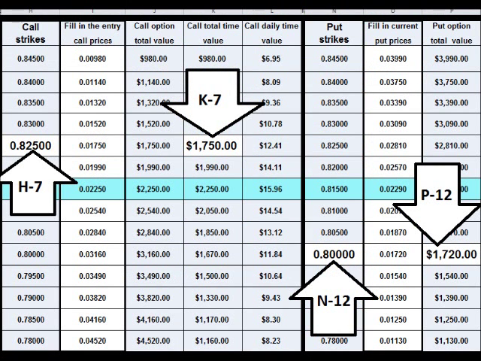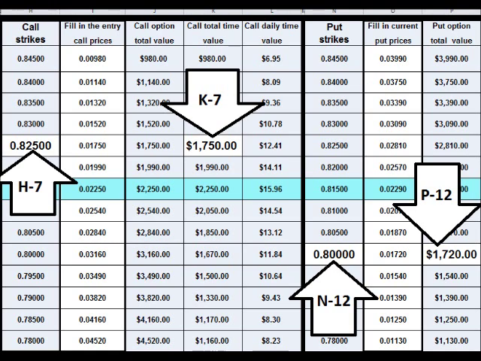Against our 81.49 long, we've written an out-of-the-money call at 82.50 in H7. We've collected $1,750 in premium in K7. The only way our position can be called away from us is at a profit at 82.50 in H7. Remember, we're long at 81.49. Using that collected premium in K7 of $1,750, we've purchased an 80 put in N12 and paid out $1,720.